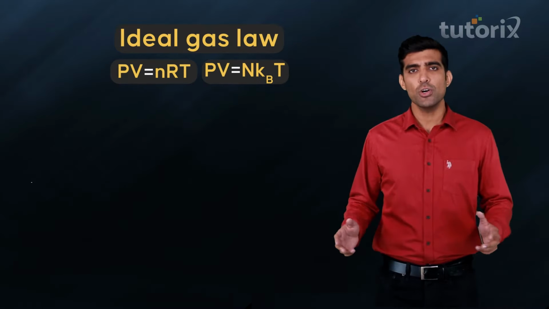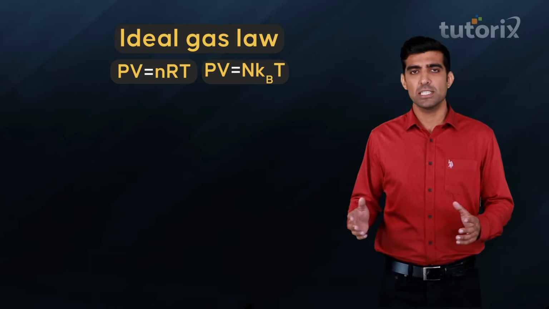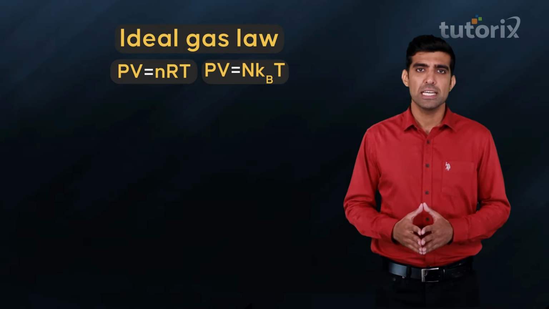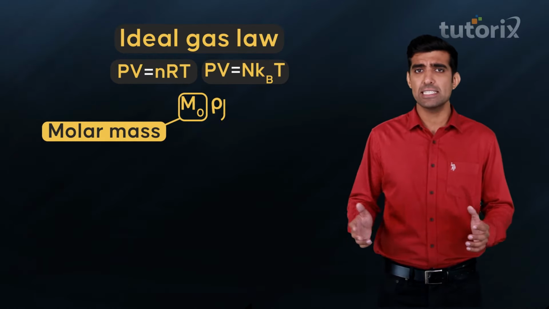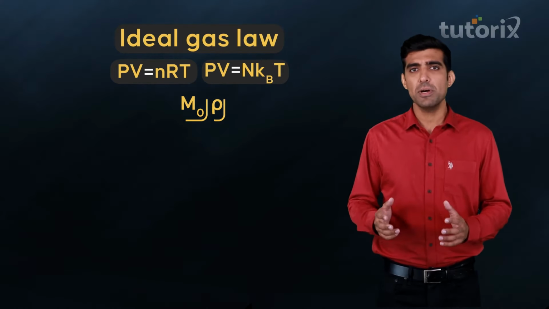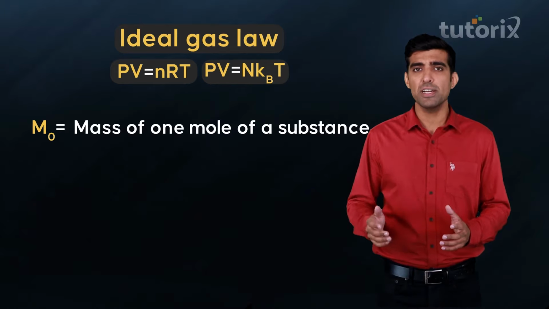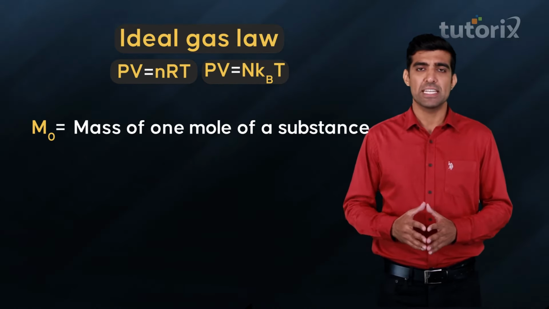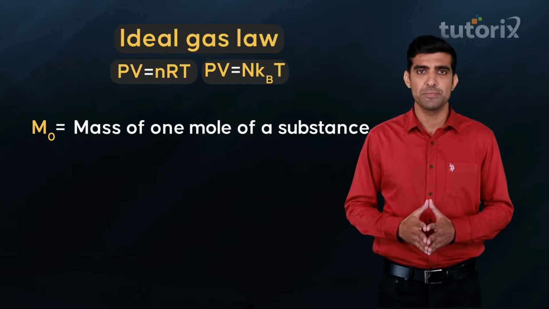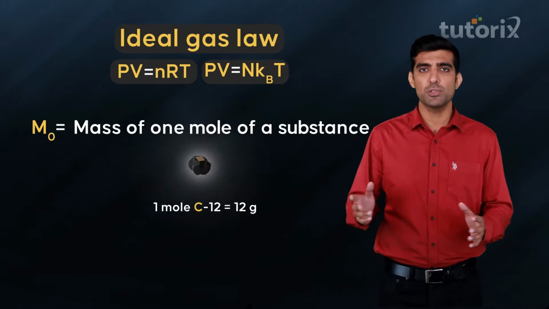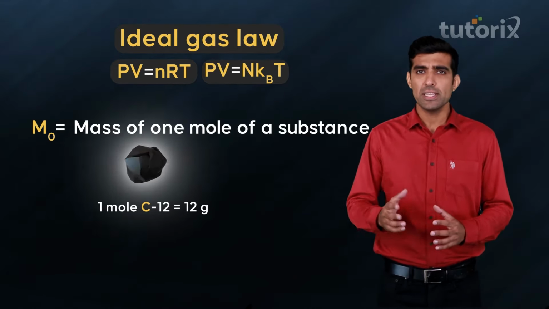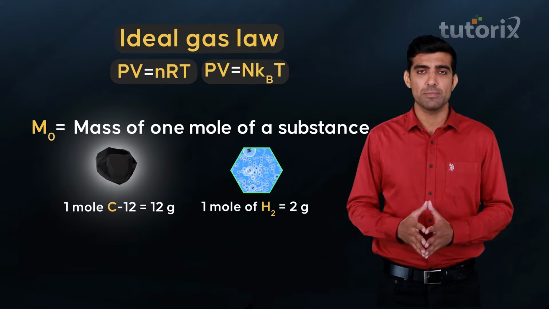The ideal gas law may be represented in various other ways. One of those is in terms of molar mass and density of the gas. Molar mass is the mass of 1 mole of the substance. It is represented by M0. So the molar mass of carbon-12 is 12 grams, while that of hydrogen gas is 2 grams.